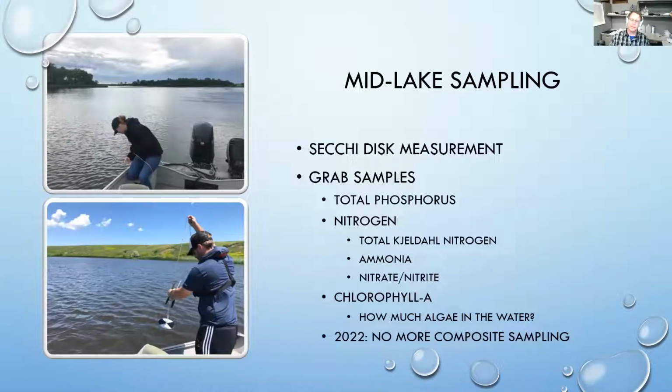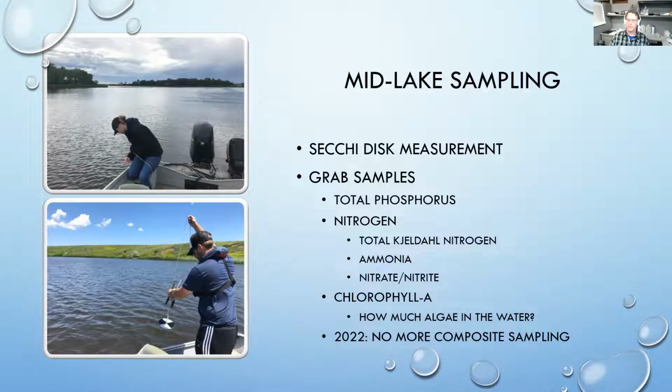The other kind of lake sampling that we do is mid-lake sampling, where we go out to a spot in the middle of the lake, right about in the center of the lake. In a reservoir, it would be more towards the deepest part of the reservoir. And we fill up some bottles there, and we also do a Secchi disc measurement.